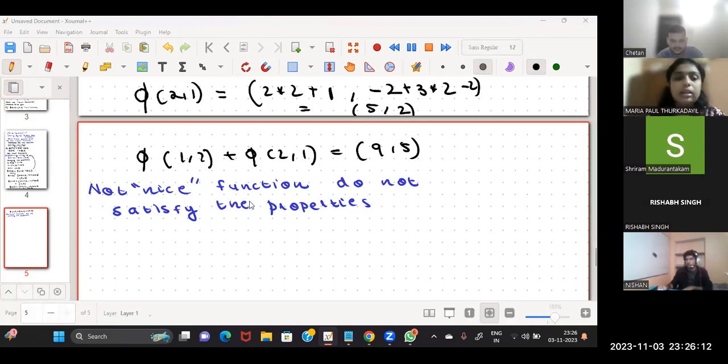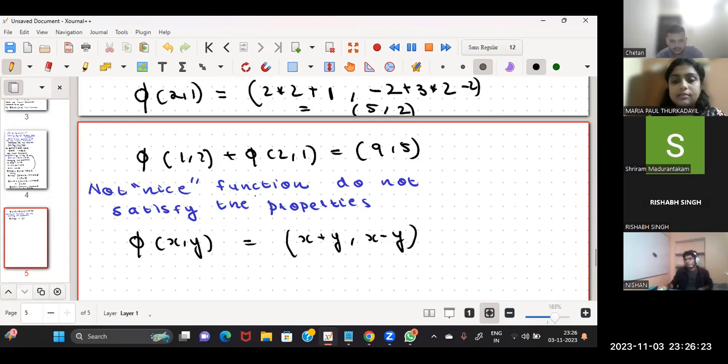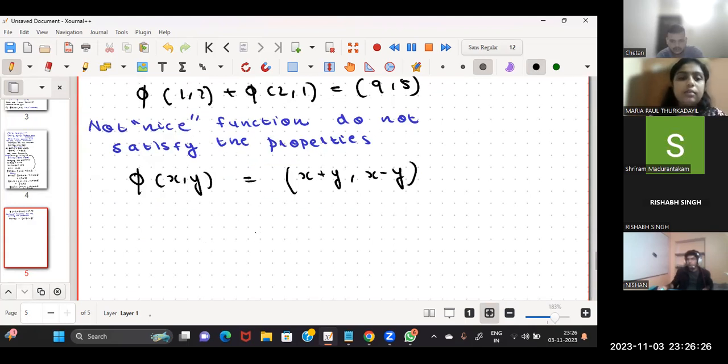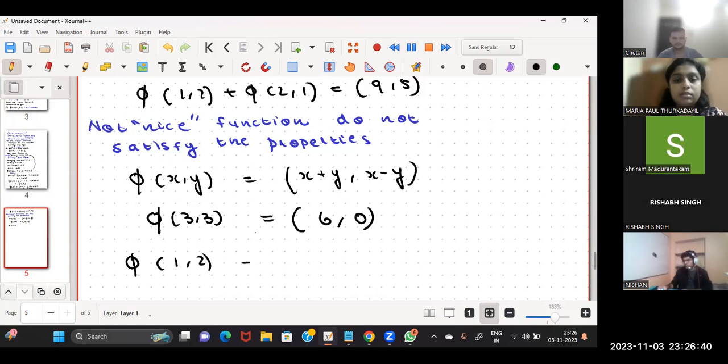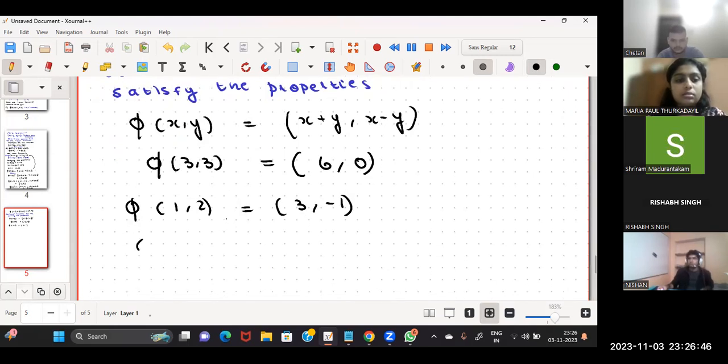Yeah, sure. Okay, yeah. So now we just check out the nice function. One example was phi of x comma y is equal to, for the calculation to be easy, x plus y comma x minus y. Right? So now we'll take the same examples that we took before. Phi of 3 comma 3 would be equal to 6 comma 0. Then phi of 1 comma 2 would be equal to 3 comma minus 1. Phi of 2 comma 1 would be equal to 3 comma 1.